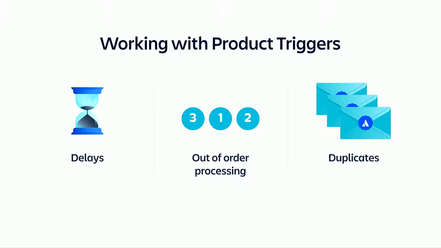Those things are not happening very often. They are very rare scenarios, but still, the application should be built with them in mind. So for example, to deal with the delays, we can just reject old events, like older than 5 minutes or 10 minutes, depending on our use case.